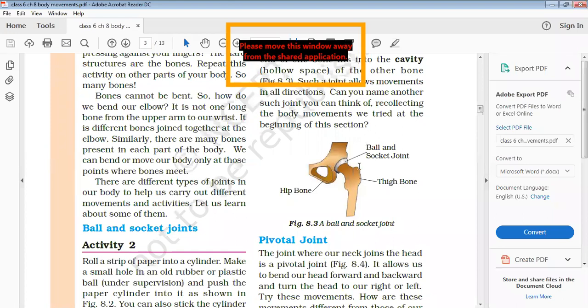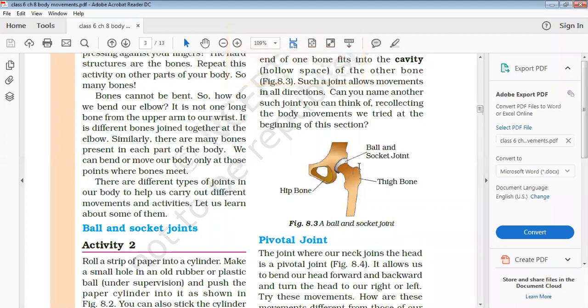So what is the characteristic of the ball and socket joint? It allows movement in all directions. An example is when you are bowling the ball to an imaginary wicket, you will rotate your arm with the help of this ball and socket joint.